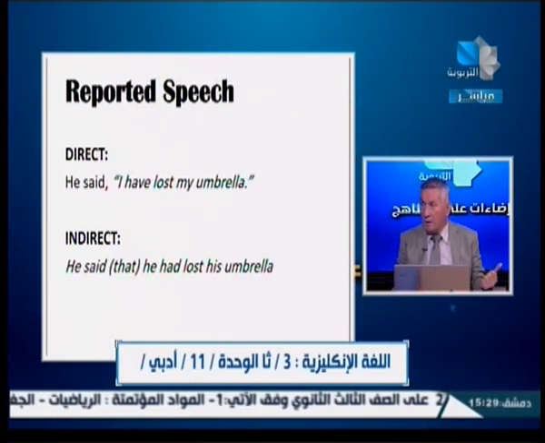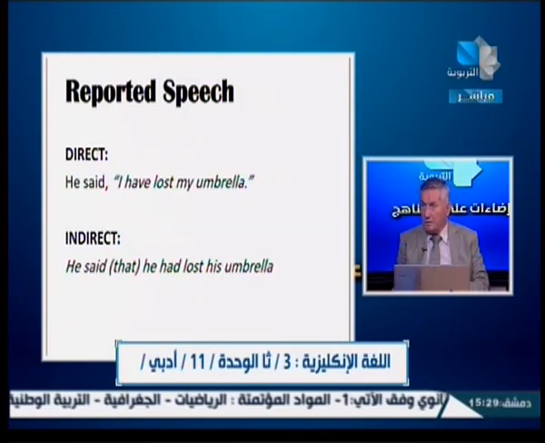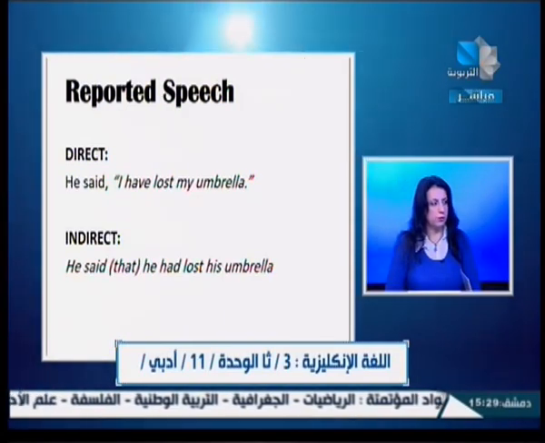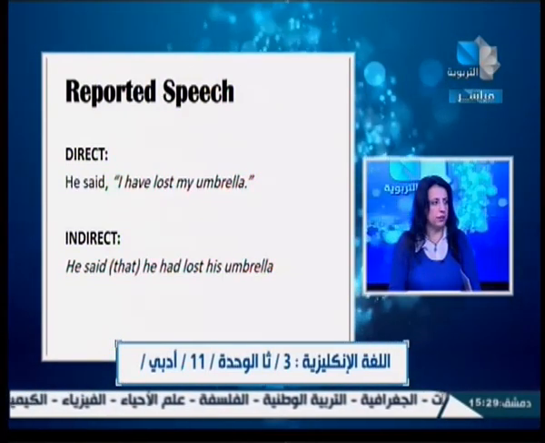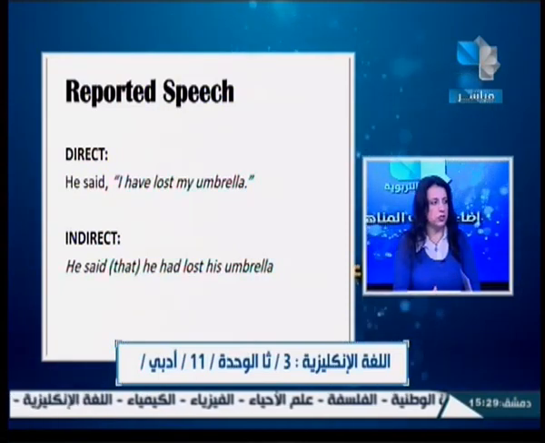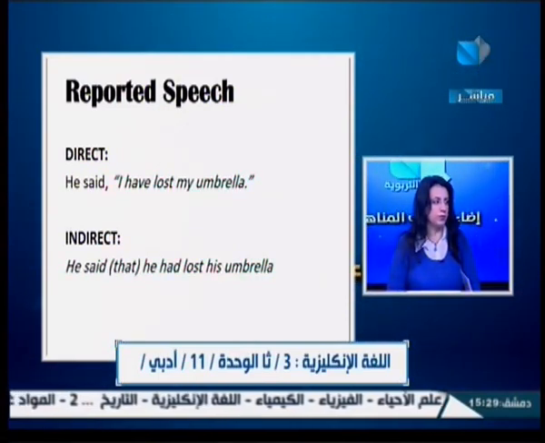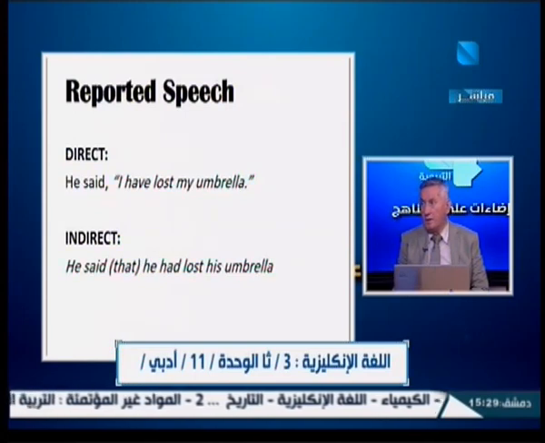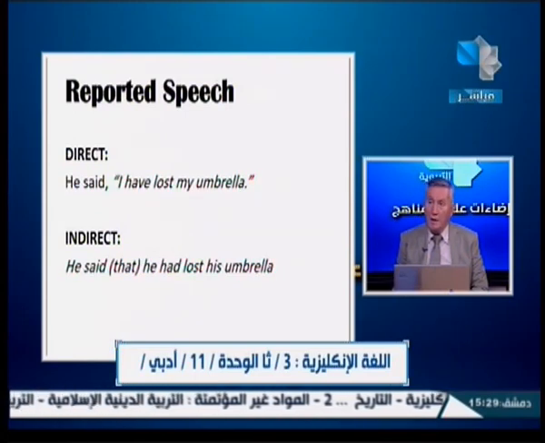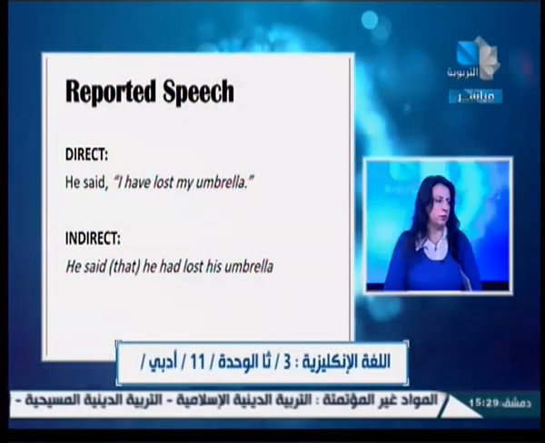The pronoun I becomes he. Change the pronouns. So this is the second step, possessive adjectives. The first step is to move one step back. The second step is to change the pronoun, the article, the possessive adjectives. My becomes his or her, or your. We have to understand the sentence.